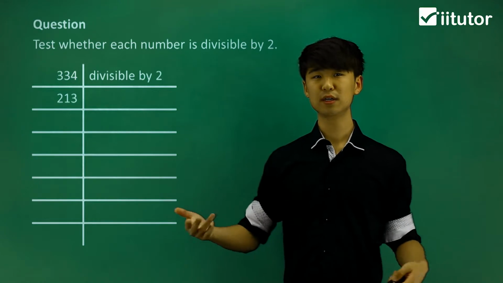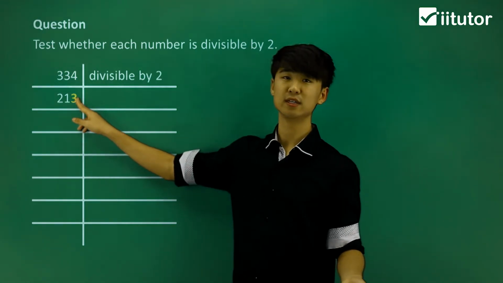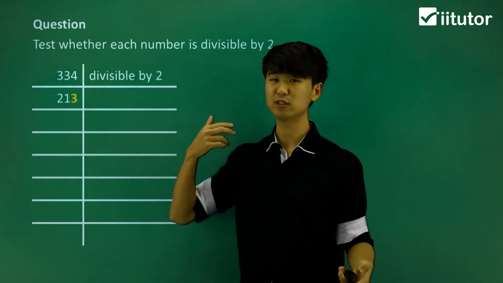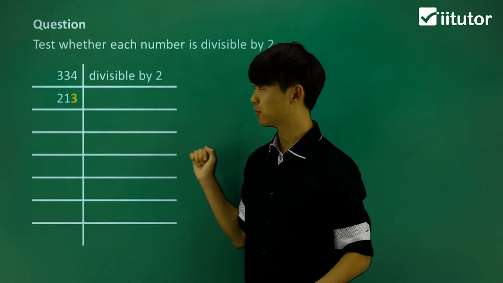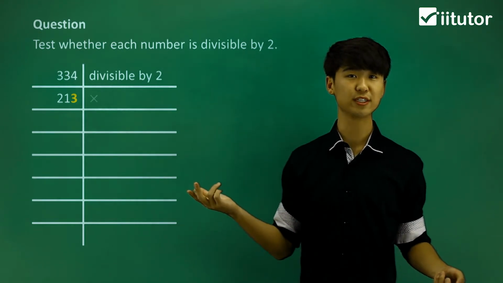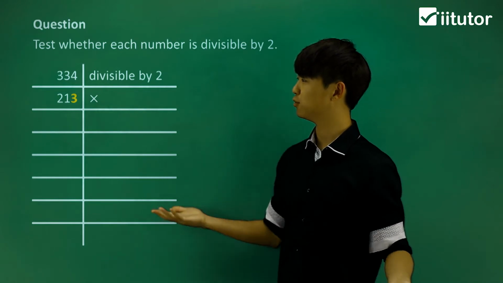Now the next one, 213. If we look at the last digit, it's a 3. So it's not 0, it's not 2, 4, 6 or 8. It's the number 3. So in this case, 213 is not divisible by 2. So straightforward, moving along.